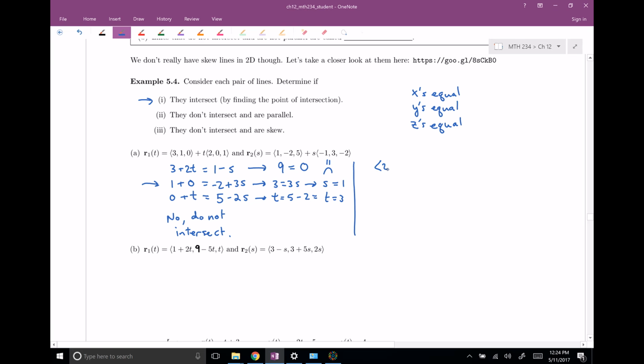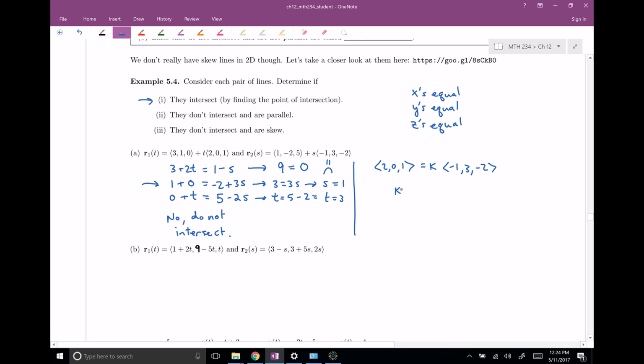So the direction vector 2, 0, 1, that's the direction vector for the first line. The direction vector for the second line is, let's see, -1, 3, -2. And the question is, are they scalar multiples of one another? Can you find some scalar, k, so that if you multiply something by -1, you would get 2, something by 3 and get 0, something by -2 and get 1? And the answer is no, right?